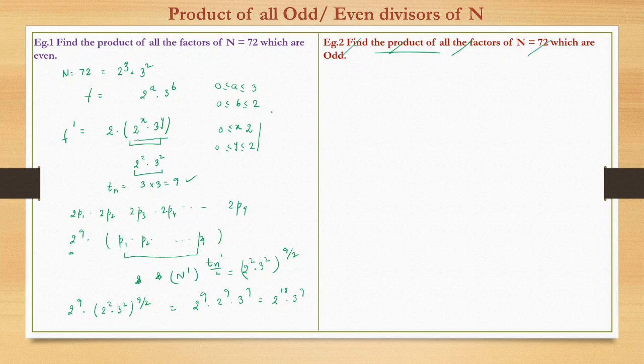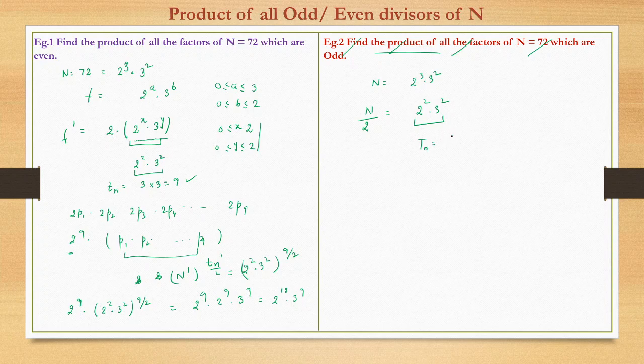So another way to solve this question would have been to see, we know 2 cube into 3 square, right? And the factor should be a multiple of 2 to be even. So can we not straight away divide this by 2 to get 2 square into 3 square? Now how many factors does this number have?